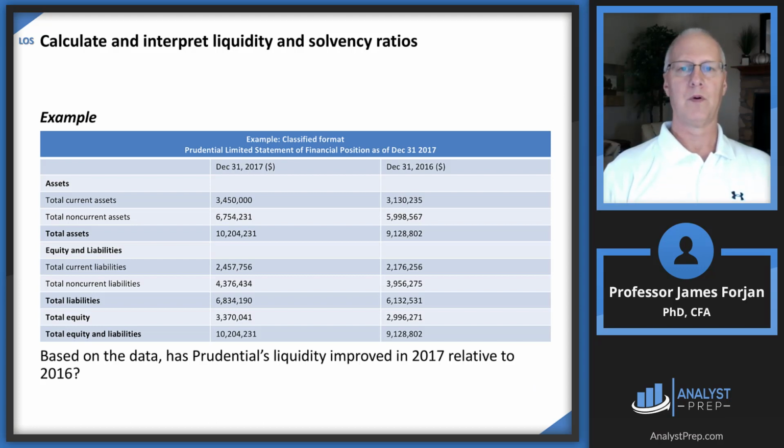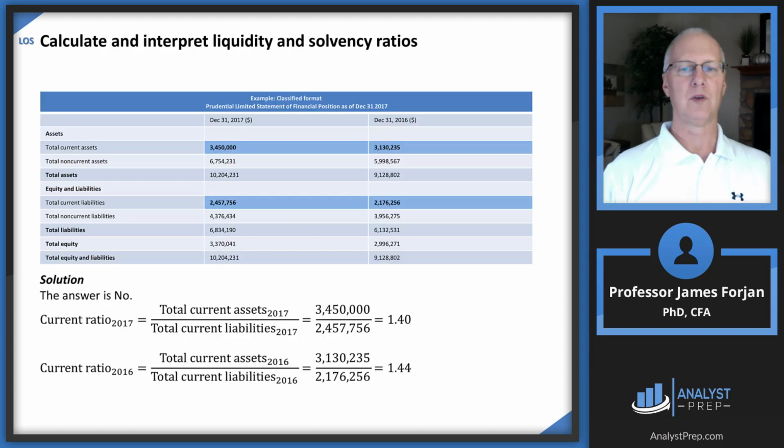Here's an example back to Prudential again. The question is, has Prudential's liquidity improved from 2016 to 2017? So what we can do is calculate the ratio. Let's pick the current ratio here. In 2016, it was 144. In 2017, it was 140. It's probably not material enough of a difference for any financial analyst to care too much about. And so the answer is probably no, since the number mathematically has gone down.